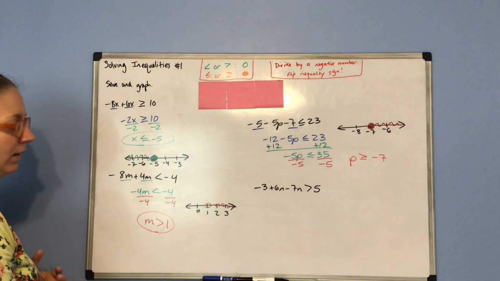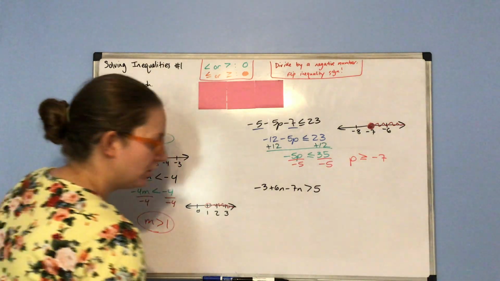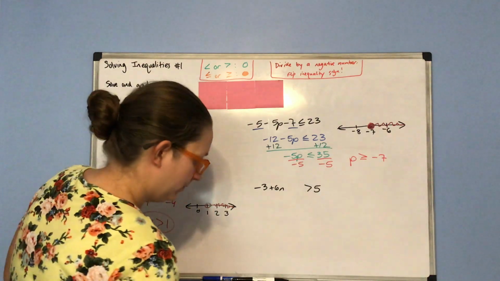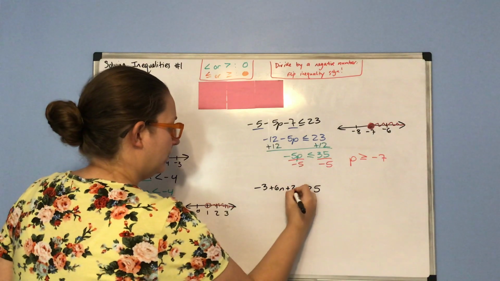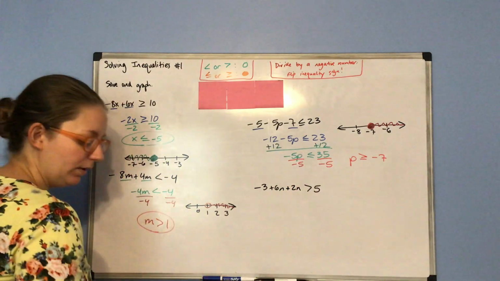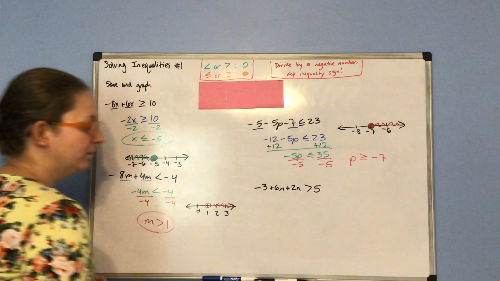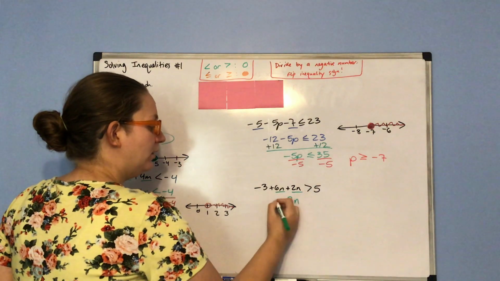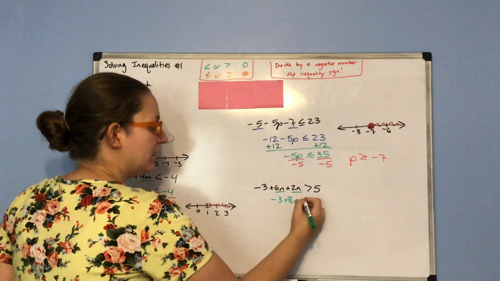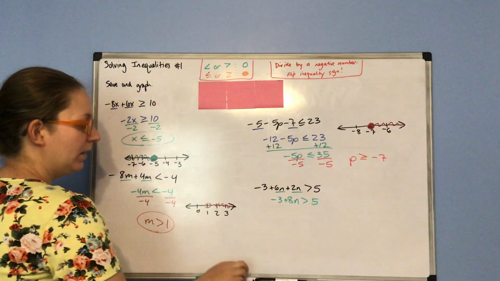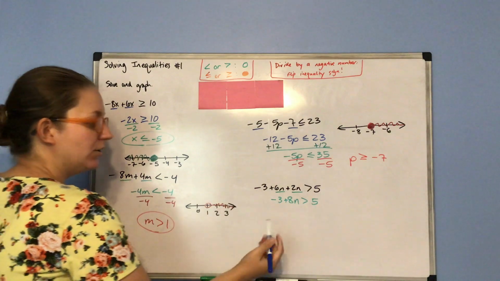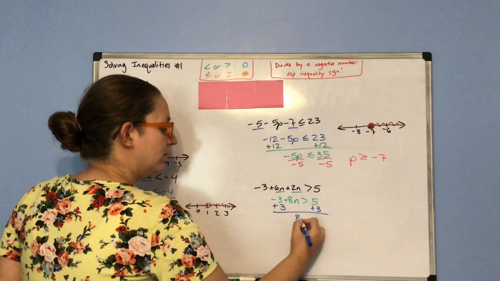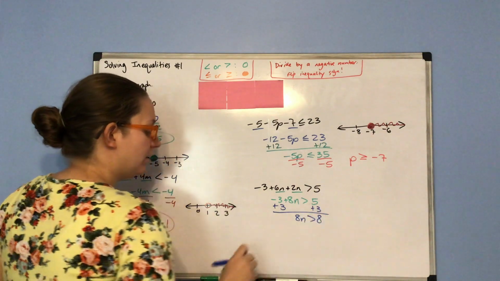Alrighty. Last but not least, I'm actually going to change this problem a little bit. Okay, so last but not least. Again, if we have like terms, we're going to start by combining them. This becomes 8n. The negative 3 stays the same. I need to undo my addition or subtraction. So to undo minus 3, I add 3. 5 plus 3 is 8.